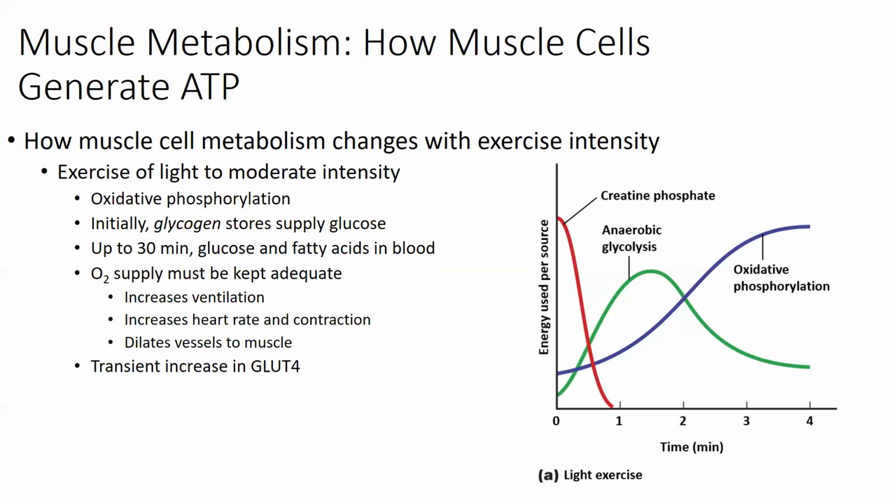Now, if we look at this graph, we'll see that the very first curve here is that transient source of ATP from creatine phosphate. It's not going to last very long, about 15 to 20 seconds, and then it's going to drop right off. Then we'll see that anaerobic glycolysis will take over, and that's going to break down the reserve of glycogen that we have in the muscle. And then the metabolic process that's really going to take over after that 30 minutes is oxidative phosphorylation. And this is specifically for light to moderate intensity exercise.